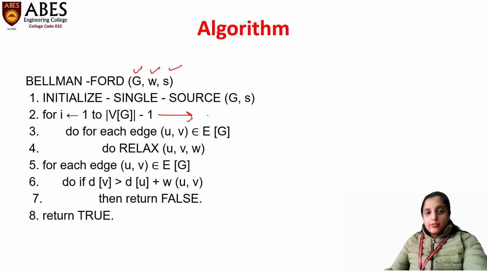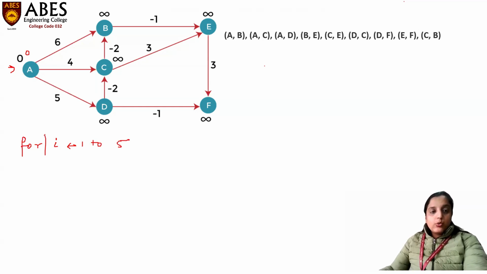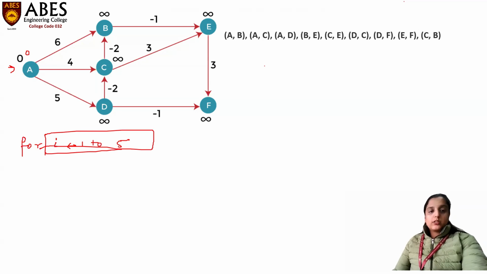and the I loop will start from 1 to Vg minus 1. Vg minus 1 means the number of vertices in the graph minus 1. For this particular question, we have A, B, C, D, E, F, so we have a total of 6 vertices. So if we understand the algorithm, the I loop will start from 1 and run till Vg minus 1, that is 6 minus 1, that is 5. So our I loop will run from 1 to 5.